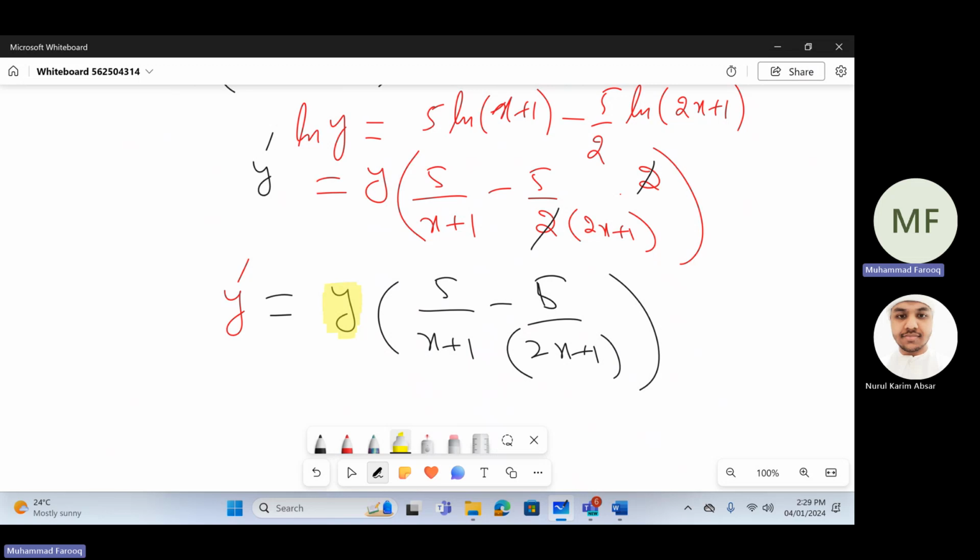Any more questions about this topic? Okay, so we just finished the differentiation part of natural log with different types of questions. Let's go now with antiderivative, integration.